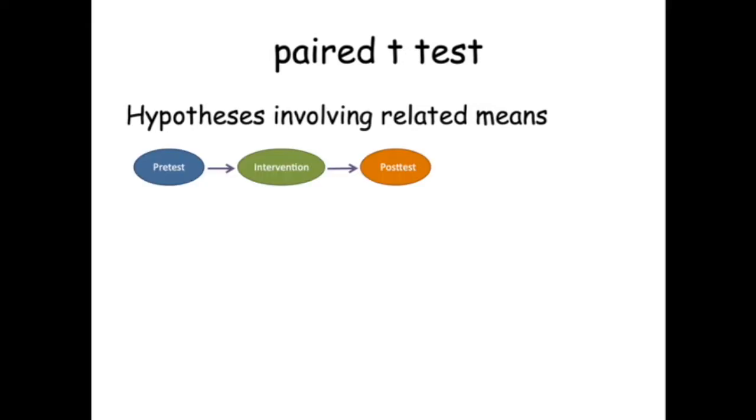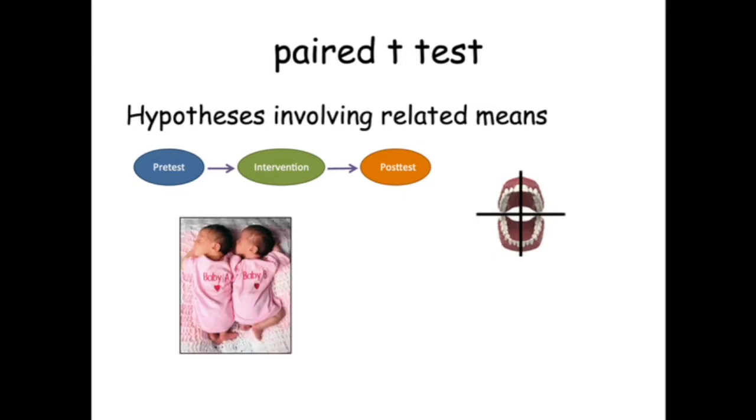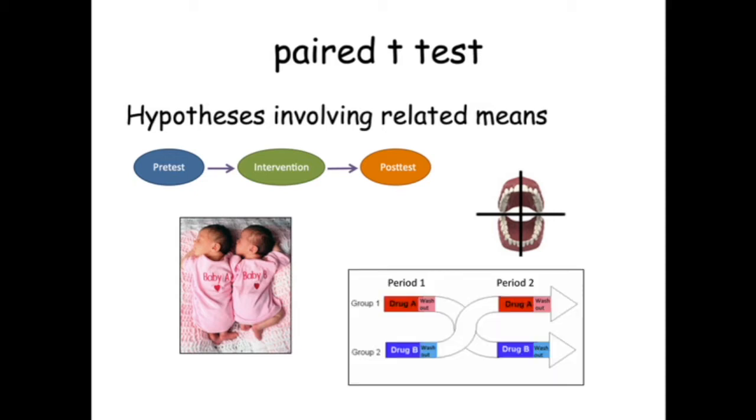Examples include pre-test and post-test scores, measurements taken from two quadrants of the same mouth, matched pairs where scores are considered to have come from the same source, and other situations in which the same subjects have scores under two different experimental conditions, such as a crossover design.